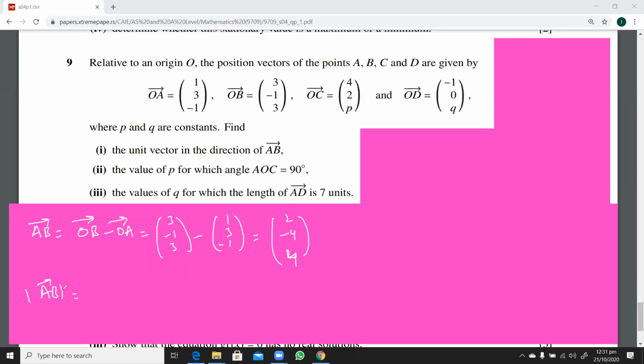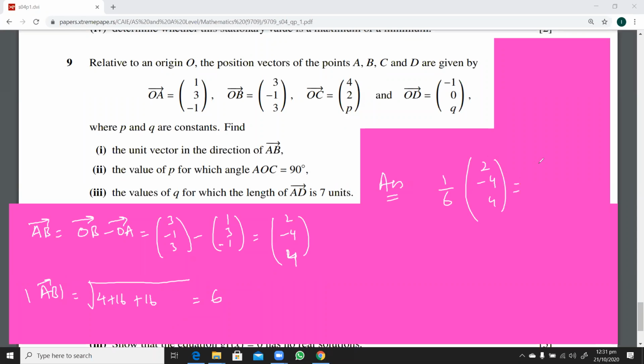So the magnitude of AB is going to be the square root of 4 plus 16 plus 16. So that is 6 units. So what is going to be the unit vector in the direction of AB? The answer is going to be 1 over 6 into (2, minus 4, 4).